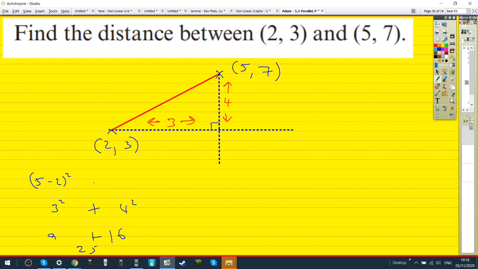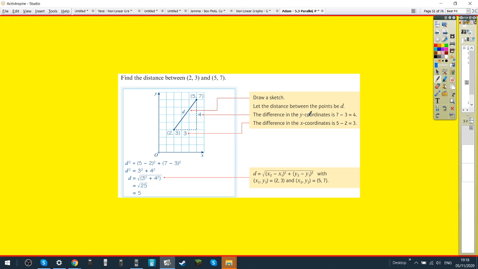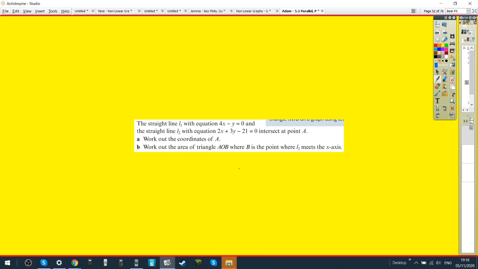So C squared is 25. So the square root is 5. Yes. That's it. And then when you square root it, you get 5. So it's a length of 5 units, whatever it might be. Okay. There we go. So that's what it looks like. So don't let the coordinates throw you.